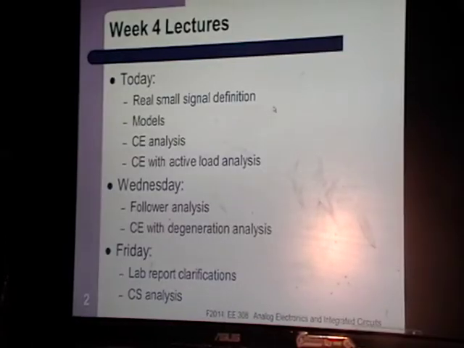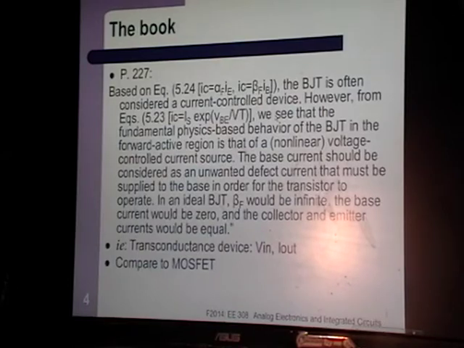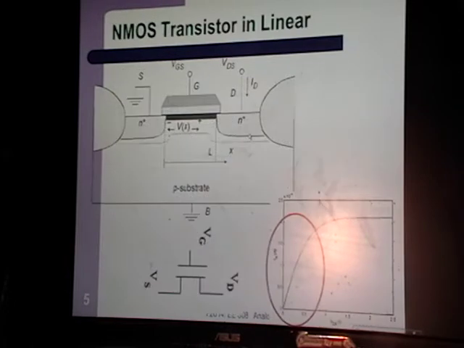Okay, so we won't quite get to the common emitter analysis, but we'll go through the real small signal definition. Again, just a reminder, we're using transistors as voltage input devices, not current input devices. Of course, MOSFETs are always voltage input devices, but BJTs can be considered current input or voltage input devices, but let's use voltage input devices for everything.